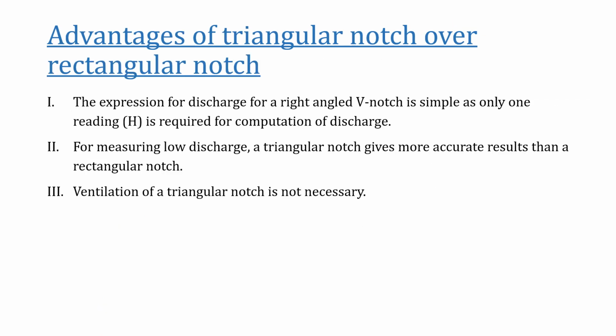Triangular notch has certain advantages over rectangular notch. Because of its shape, it can be used for very small values of discharge, and the expression for discharge is very simple because only one reading is required, which is the H, the water level, and it will give more accurate results with the low discharge, and the ventilation of triangular notch is also not necessary.